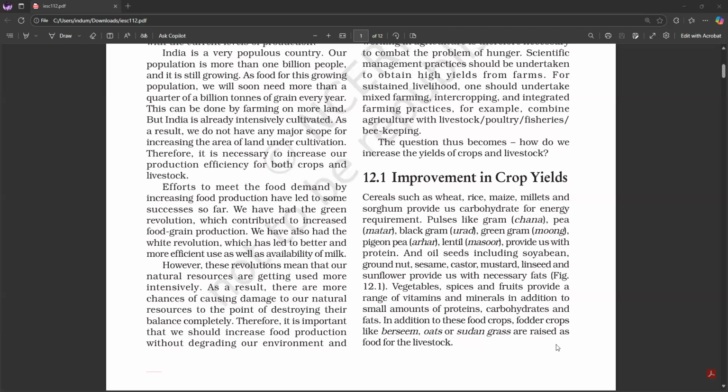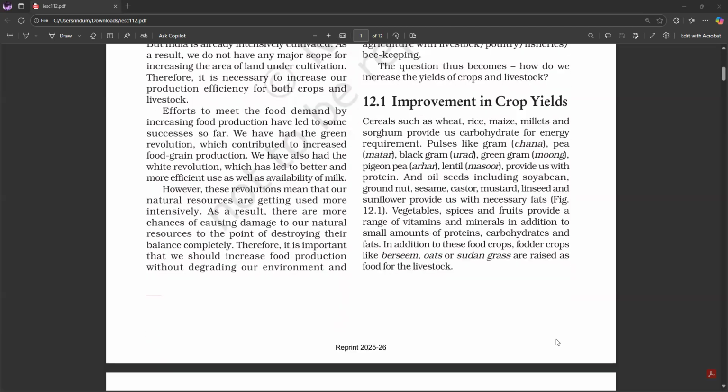12.1 Improvement in crop yields. Cereals such as wheat, rice, maize, millets, and sorghum provide us carbohydrate for energy requirement. Pulses like gram, pea, black gram, green gram, pigeon pea, lentil provide us with protein. And oil seeds including soybean, groundnut, sesame, castor, mustard, linseed, and sunflower provide us with necessary fats.